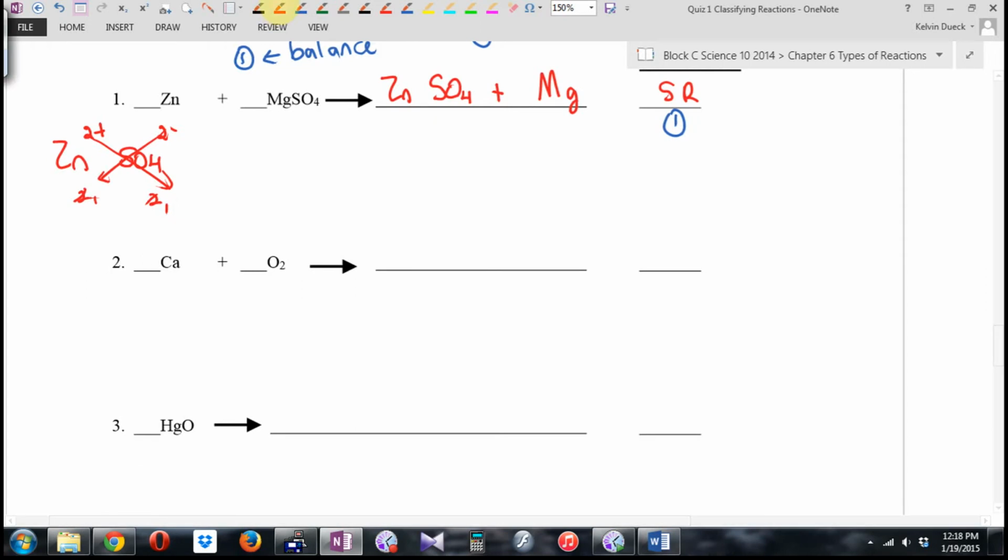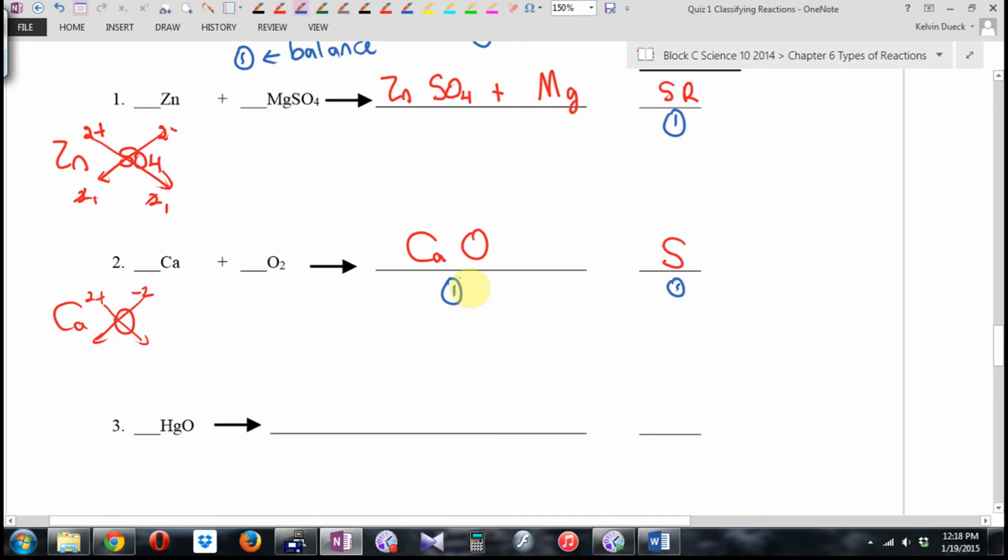This is going to be a synthesis. 1 mark for that. It's going to be calcium and oxygen, but how do they combine? Calcium has a charge of 2 plus. Oxygen has a charge of 2 minus. So when I crisscross, it is going to be 1 and 1. So you get 1 mark for having CaO.